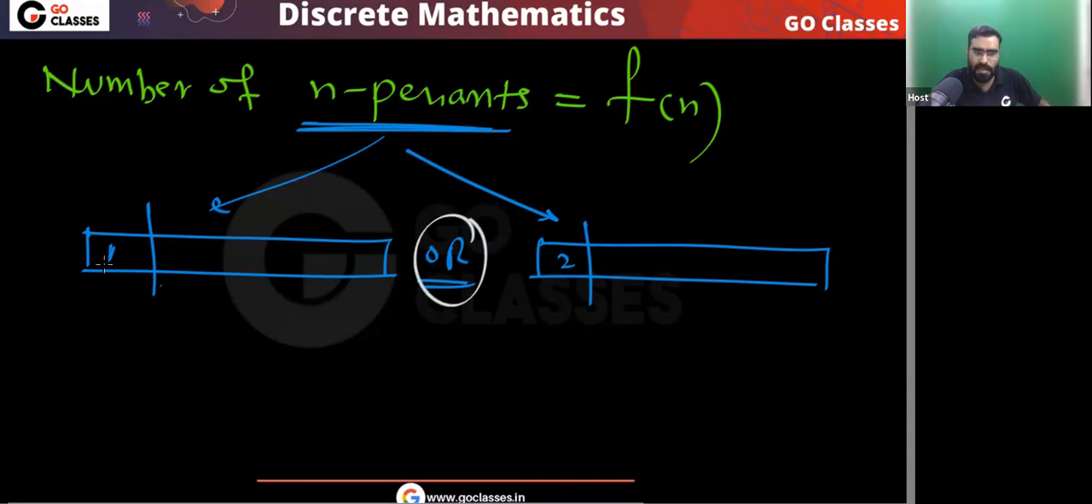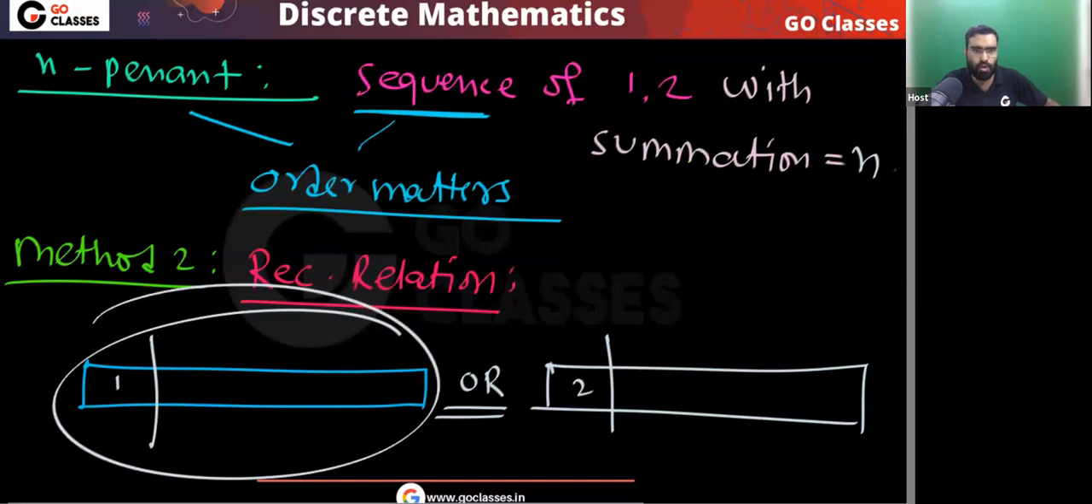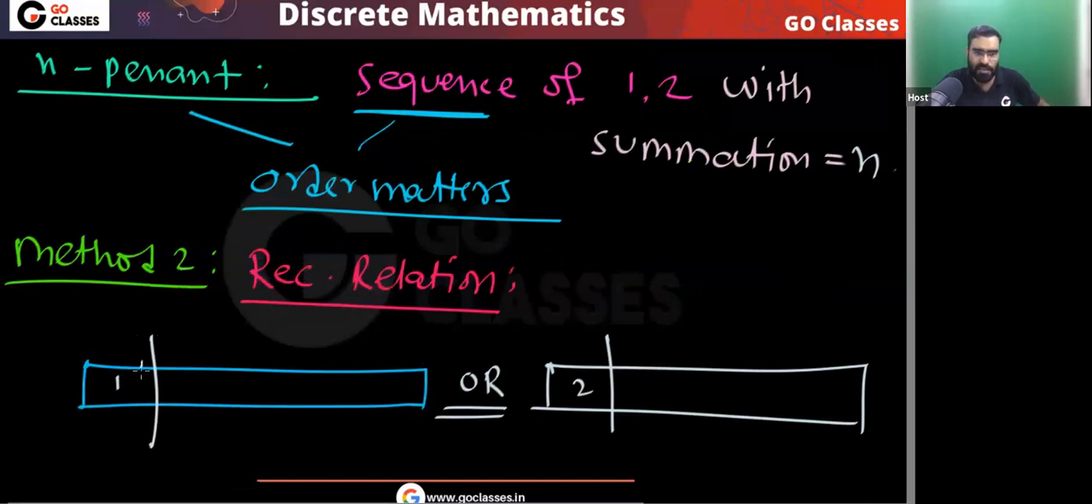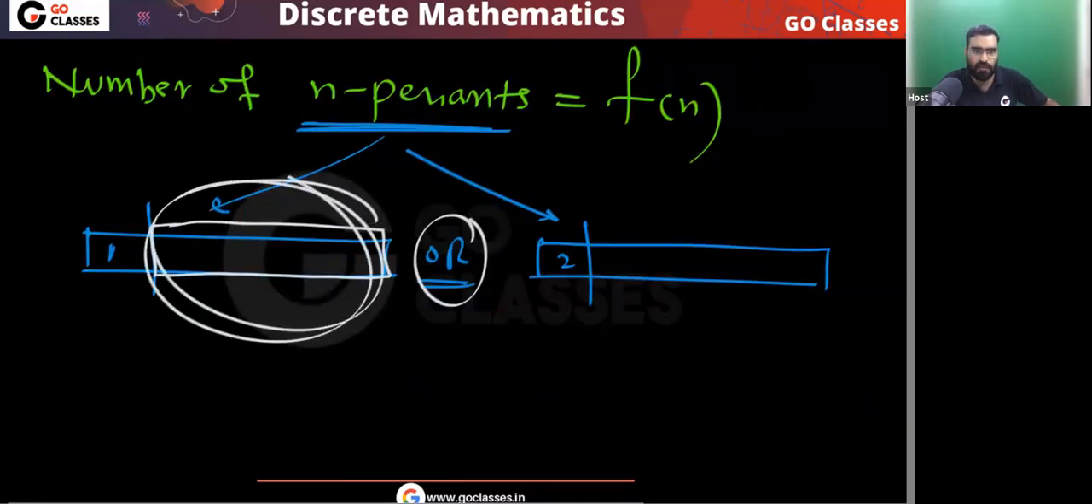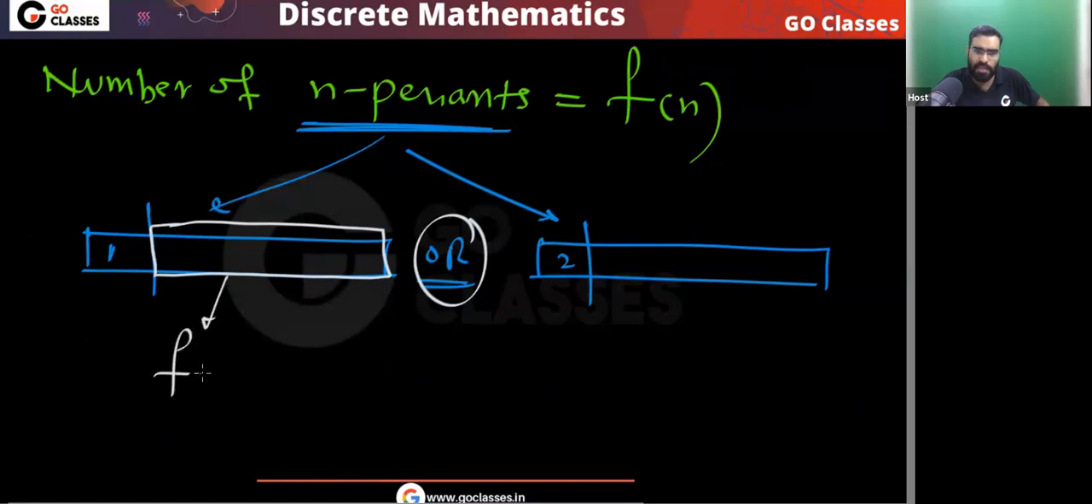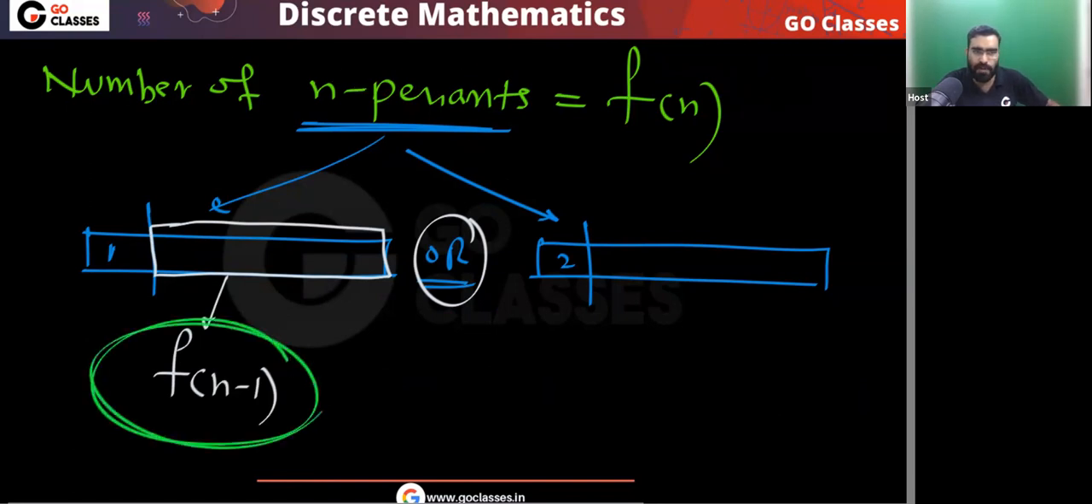If I am starting with 1, I want the summation equal to n. The total summation should be equal to n. So tell me what summation I want here. I want n minus 1. Very simple. Agree or not? If I start with 1, then here I want n minus 1 pennant. So I can say number of n pennants will be equal to number of n minus 1 pennants.